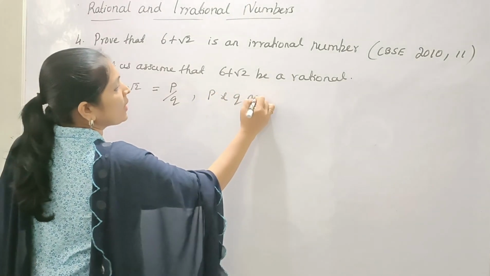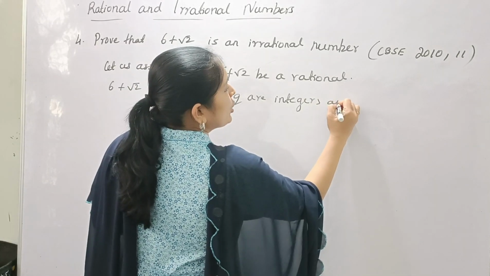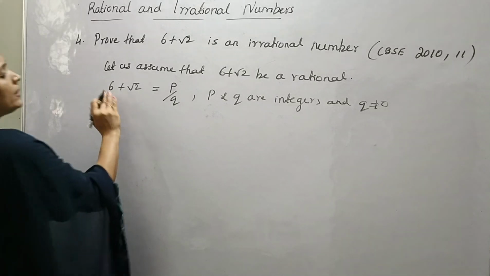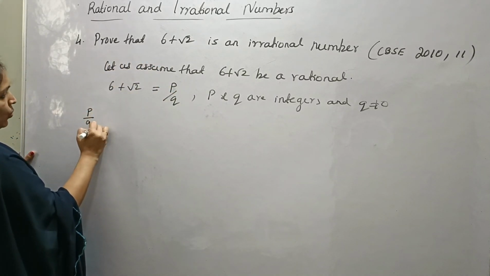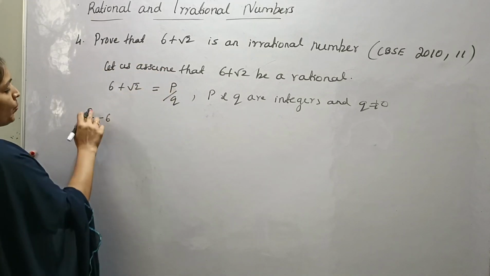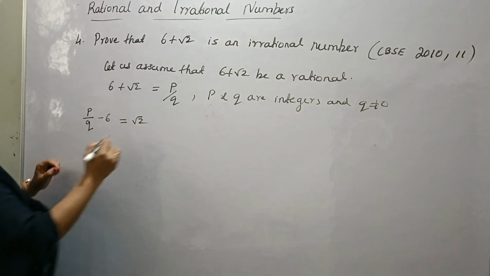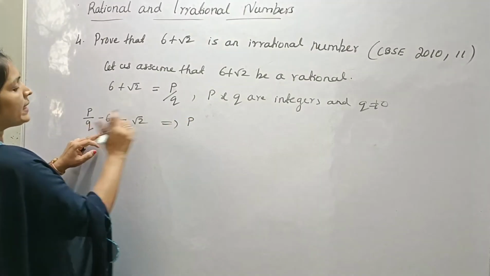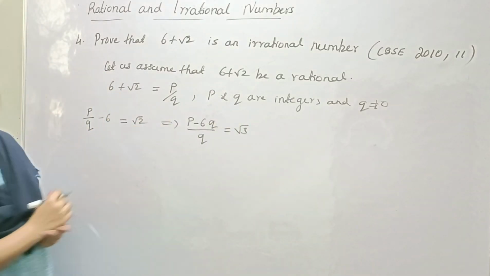p and q are integers and q not equal to 0. And here, take this 6 to the right side, that is p divided by q minus 6. So p by q minus 6 is equal to square root of 2. Right? That implies, just simplify taking LCM, p minus 6q divided by q is equal to square root of 2.